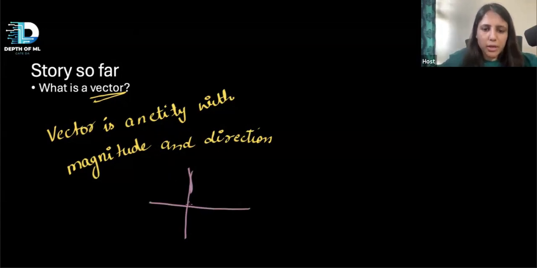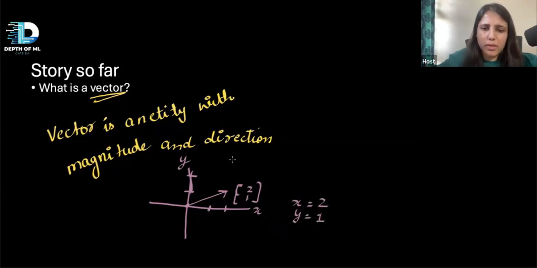I showed that in linear algebra, vectors are usually rooted at the origin. So suppose this is 2. This is the vector 2, 1, where the x component of this vector is 2 and the y component of this vector is 1. And this is in R2. Fine. Okay, so we know what is a vector.